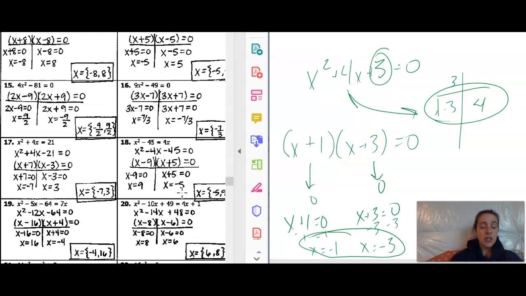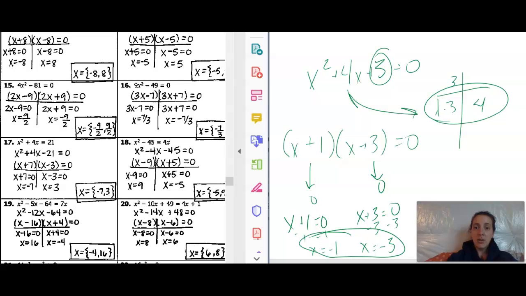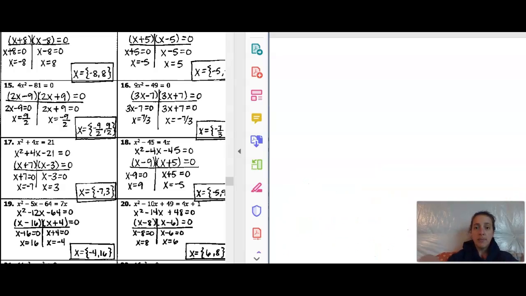So there's some down here now that you see are not written in standard form, right? And I told you that is always going to be our first step, to get this in standard form. So let's look here at number 20 together. For number 20, I see I've got x squared minus 10x plus 49 equals 4x plus 1.